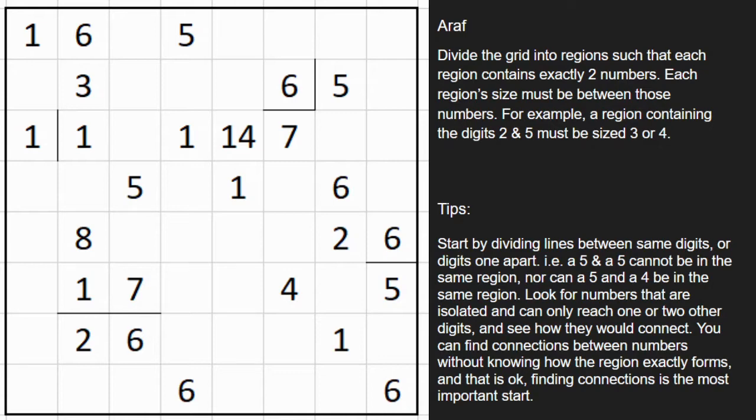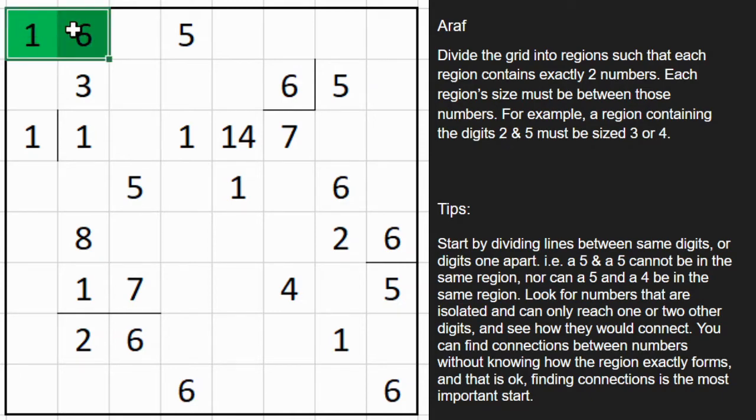The other thing I would do is I would look for numbers that are going to be isolated and can only reach one or two other digits and seeing how they could connect. So what I mean by that is this one is in a corner. It's kind of isolated. It can really only reach this 6 or 3 because it can't come down to the other one, right? Two digits of the same type can't connect. And it really can't connect to the 3 either because the region size would have to be 2. So you know that this 1 and the 6 have to connect. So we're going to connect those.